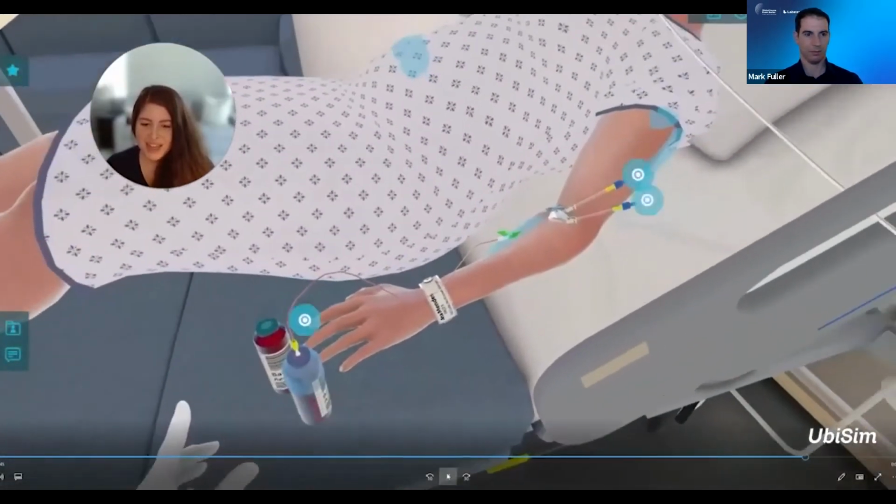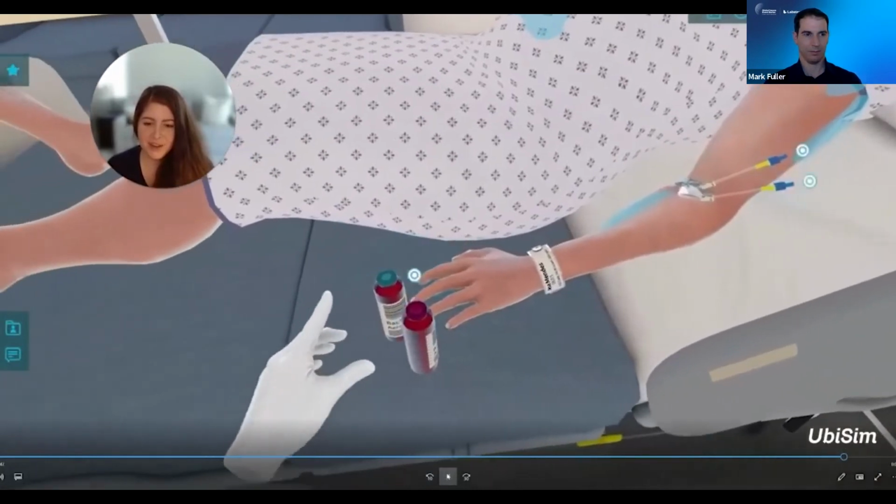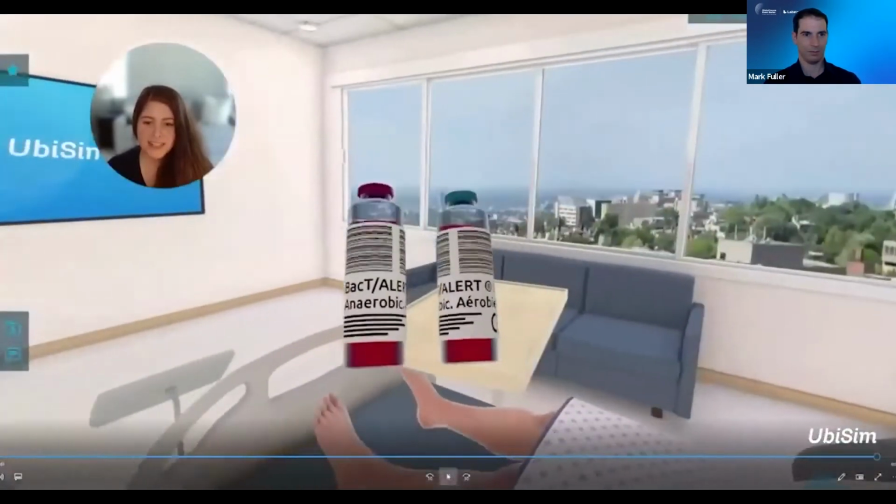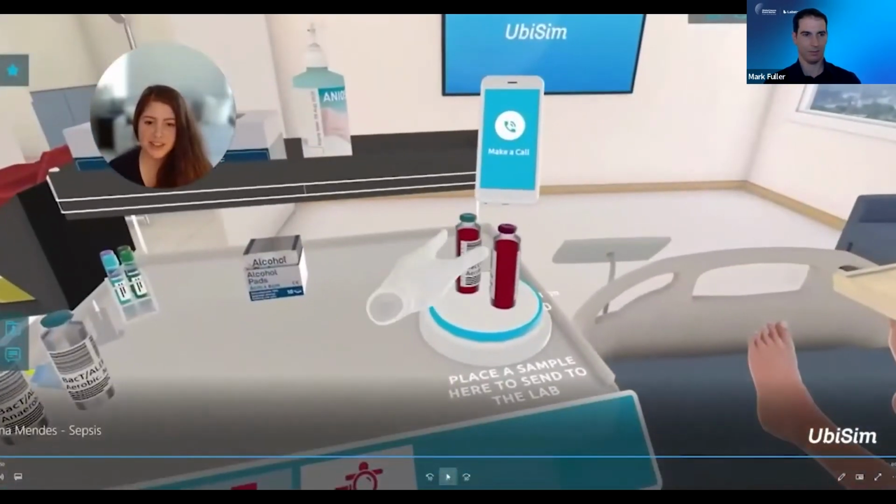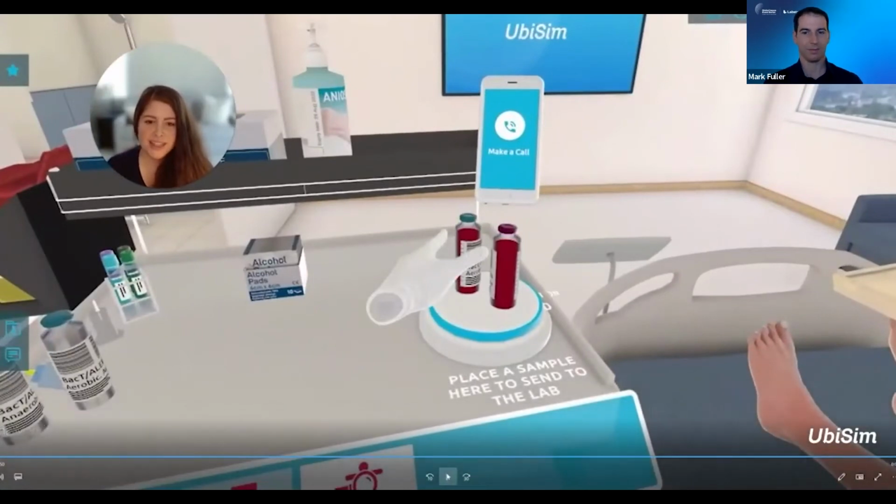This is just a sneak peek of our sepsis scenario, and the learner will go on to do many more exciting and realistic actions, such as administering IV antibiotics to the patient, an IV fluid bolus, and calling the provider to further collaborate on the plan of care. Thank you for joining me in this sneak peek of the sepsis scenario, and we are very excited for you to learn more about UBSim.